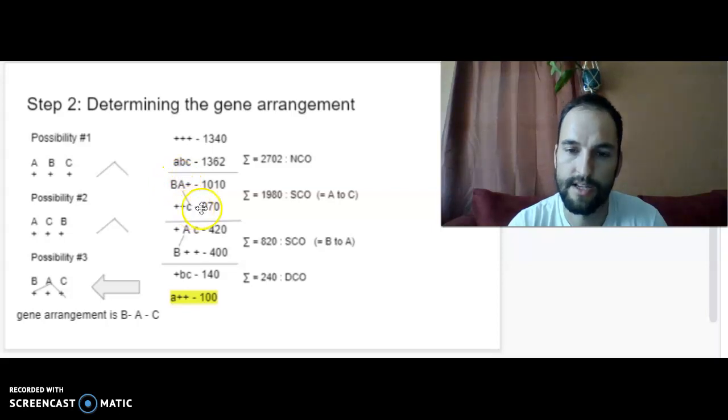What that also does is help me see that this number right here is going to help us get our distance from A to C, and this one right here is going to help us get our distance from B to A. I have those listed out here as well.